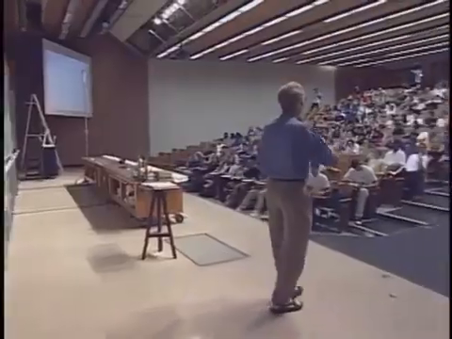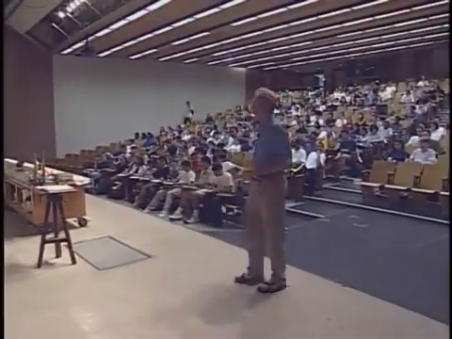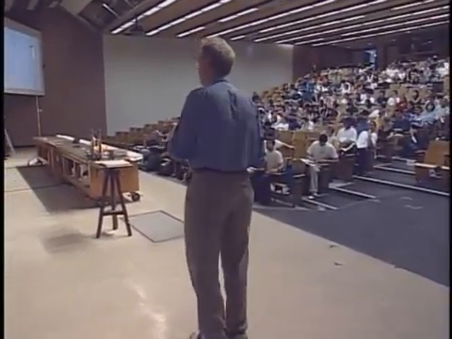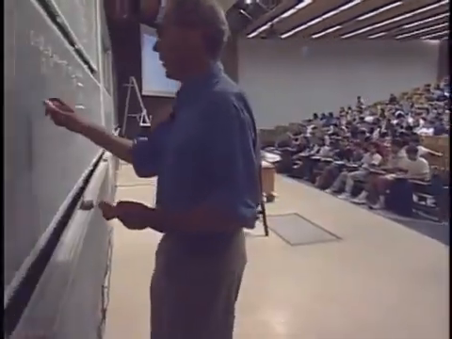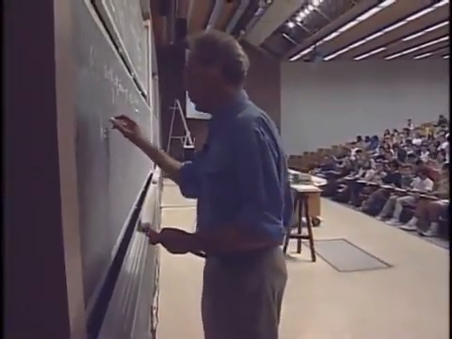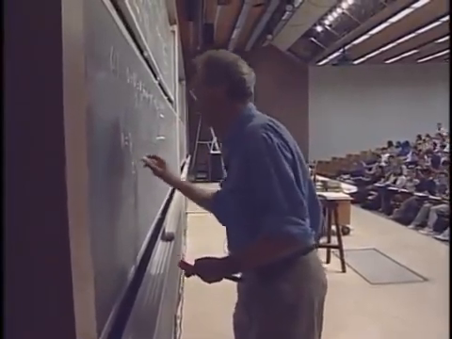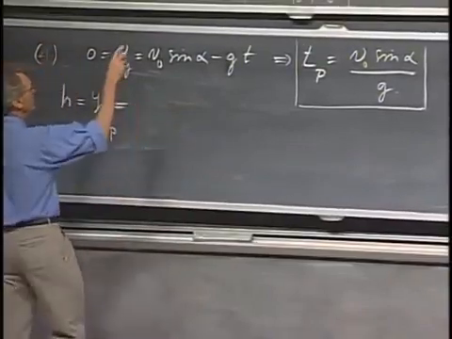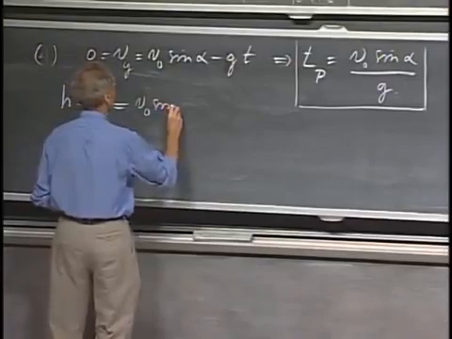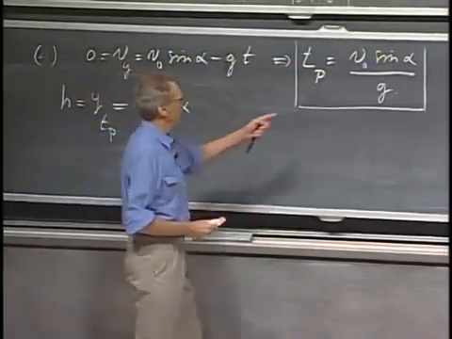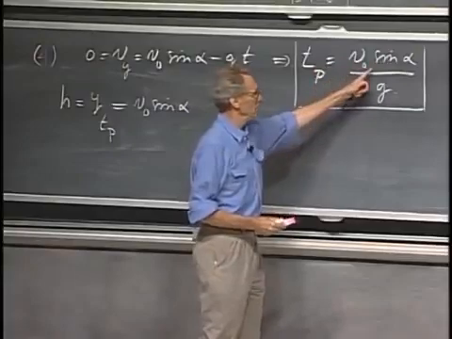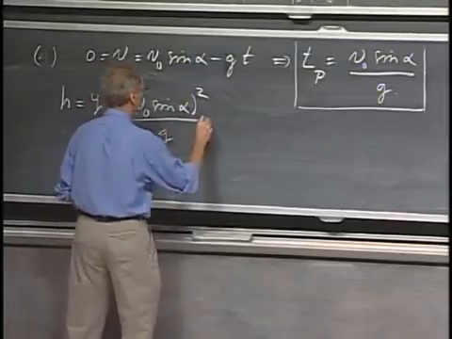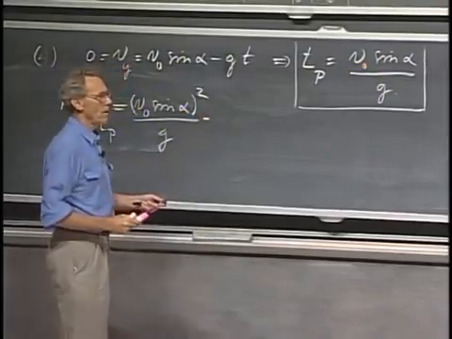Where is it then? What is the highest point above the ground? Well, now you have to go to equation number 3, and you have to substitute this time in there. So that highest point h, which is y at the time t of p, equals v0y t, that is v0 times the sine of alpha, but I have to multiply it by this time. And so I get another v0 sine alpha, and I get a g here, minus 1/2 g t squared.